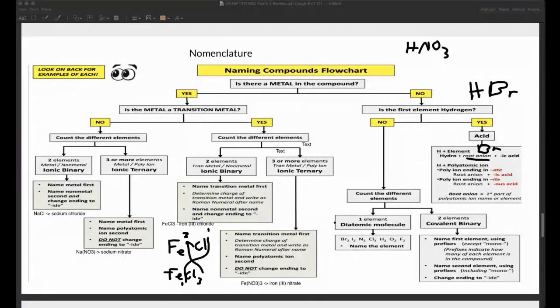When you name the diatomic molecule, would you just say bromine? Yeah, I think so. Yeah, just a bromine molecule. Yeah, that's a good question.